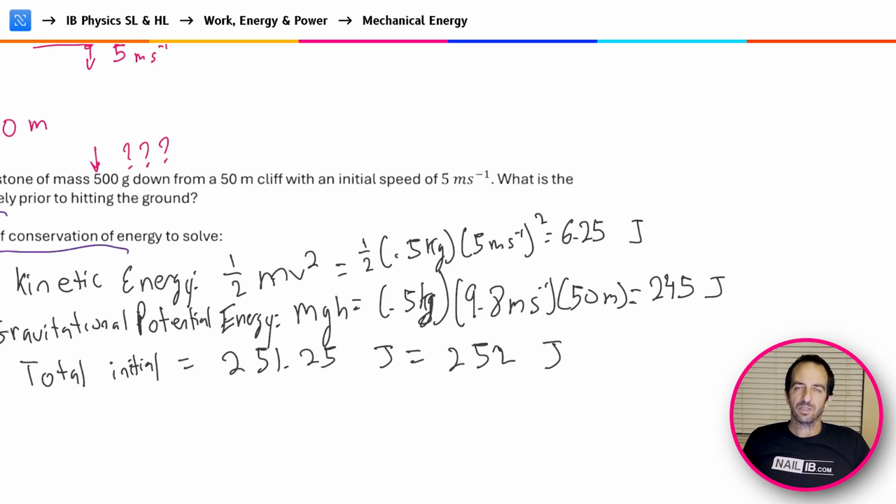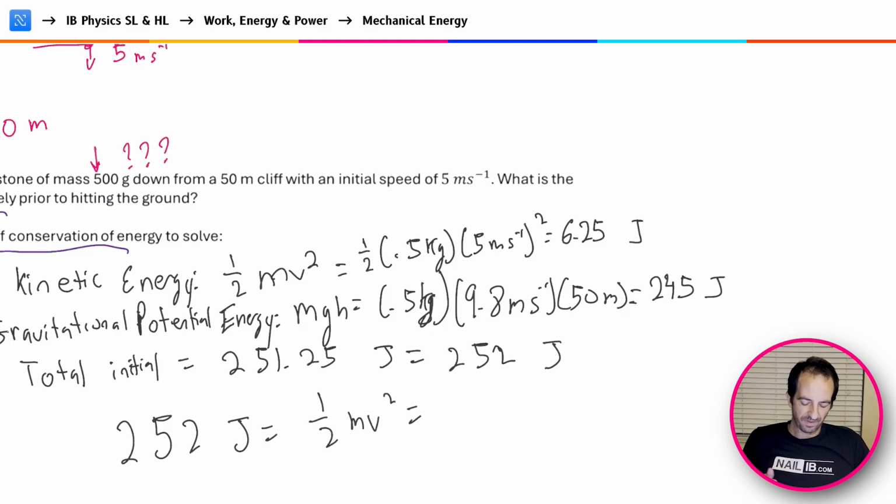Now, given that information, how can we figure out what will be the velocity right before the stone hits the ground? Well, let's do 252. That amount of energy has to still be there at that final stage. The energy shouldn't change. But what's going to change? The form of the energy. Right before the stone hits the ground, we won't have any more gravitational potential energy because its height will be 0. In other words, we won't have any more energy coming from gravity. All of the energy must come from kinetic energy.